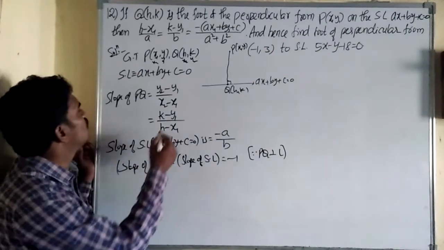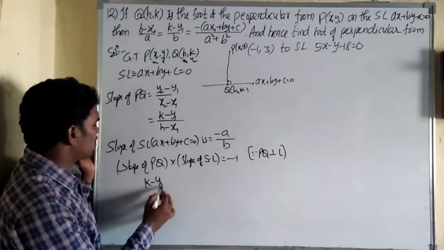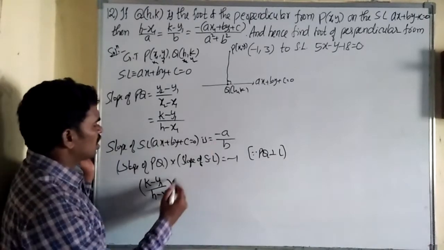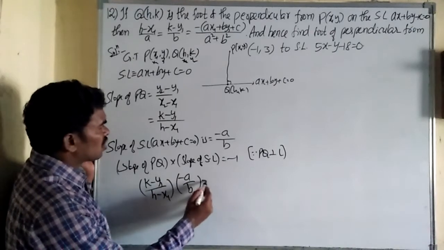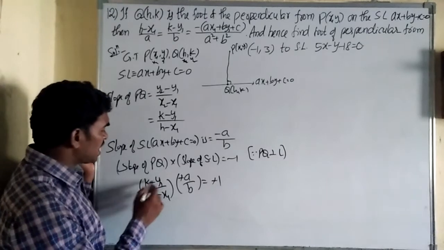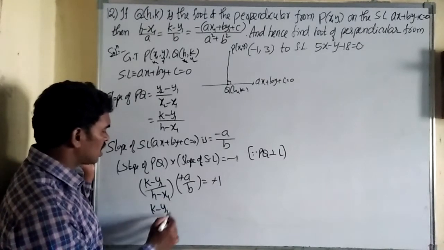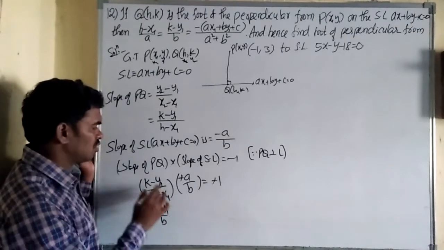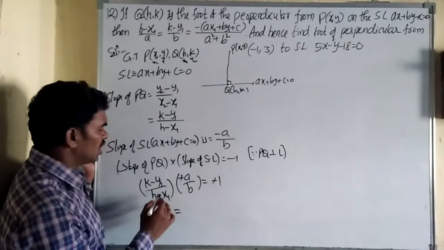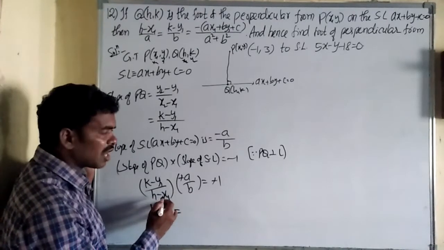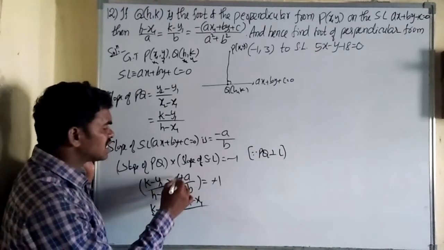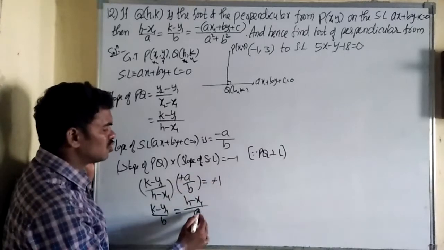What is the slope of PQ? Slope of PQ is k minus y1 by h minus x1, into the slope of the straight line, minus a by b, is equal to -1. See, on both sides the minus cancels. I am keeping k minus y1 as it is in the numerator and b as it is. Next, h minus x1 is in the denominator; I am sending it to the right side, so it goes to the numerator. And a is in the numerator; when you send it to the right side, it goes to the denominator.